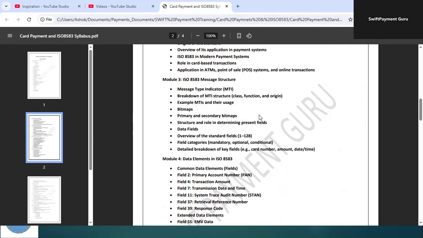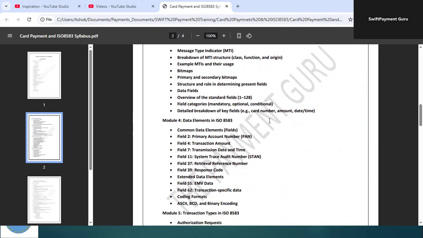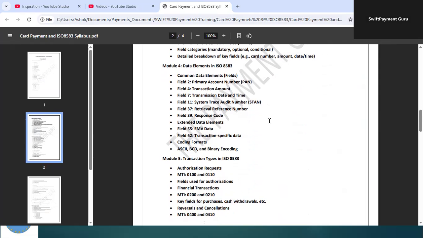Then on the message structure part, we'll see the message type indicator, MTI, breakdown of the MTI structure, examples of MTIs and their uses, bitmaps, primary and secondary bitmaps, structure and role in determining present fields, data fields, an overview of the standard fields from 1 to 128, field categories which are mandatory, optional, and conditional, and a detailed breakdown of the key fields. And then under data elements in ISO 8583, we'll understand common data element fields, fields 2, 4, 7, 11, 37, and 39.